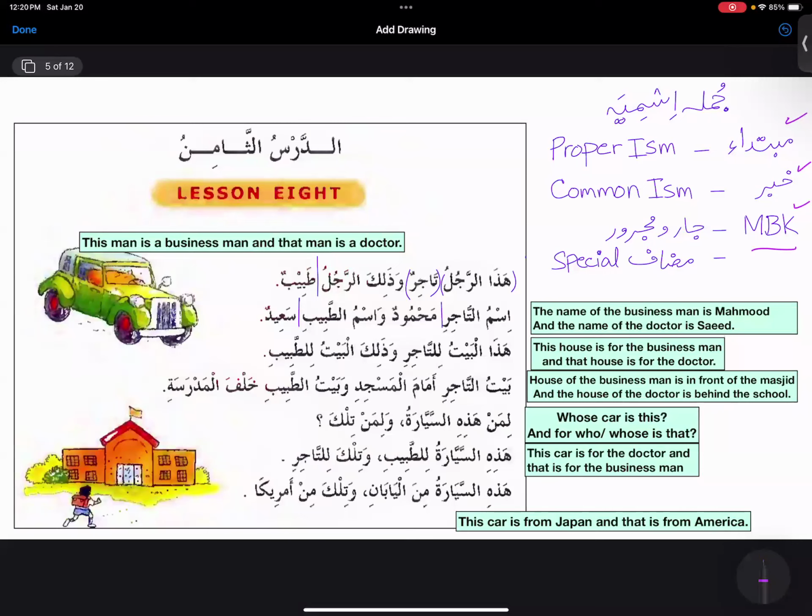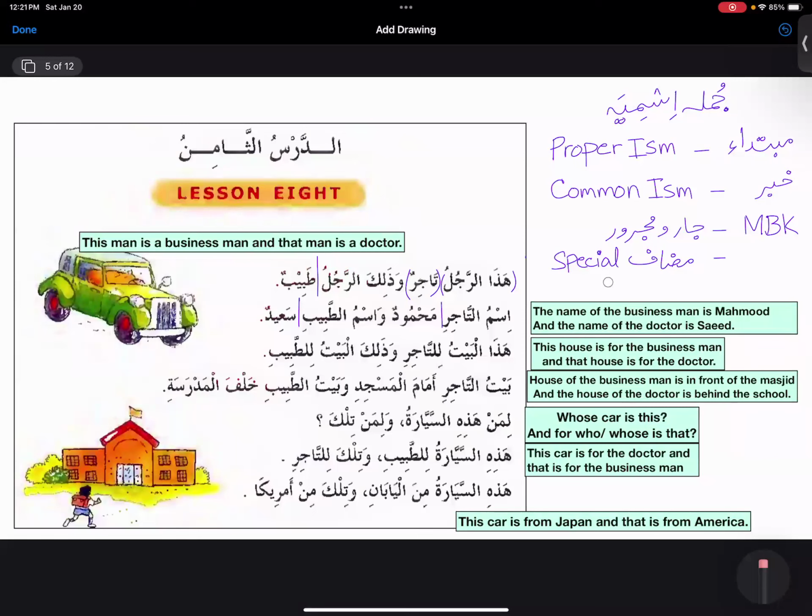So what is MBK? MBK is mutalik bil khabar. Basically, MBK is any jar majrur fragment or our special mudaf fragment. That is the lesson we learned on mudaf, the idafa fragment. Does anyone remember what lesson number that was? Lesson number five.